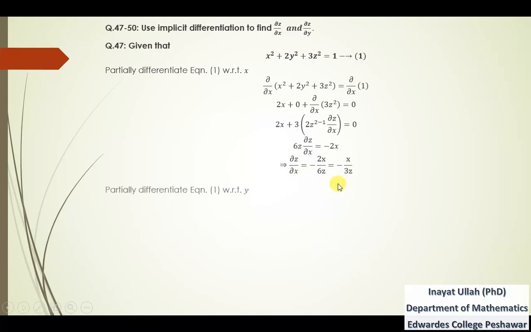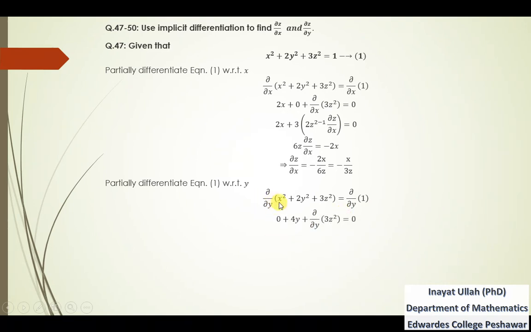Now again, differentiating equation 1 with respect to y, both sides with respect to y. So with respect to y, derivative of x square is 0, and derivative of 2y square is 2 2s are 4y, and that is again partial derivative of 3z square with respect to y. Partial derivative of 1 is 0. Now again 3 is kept constant, and derivative of z square with respect to y is the same, 2z^(2-1) del z del y is equal to 0.